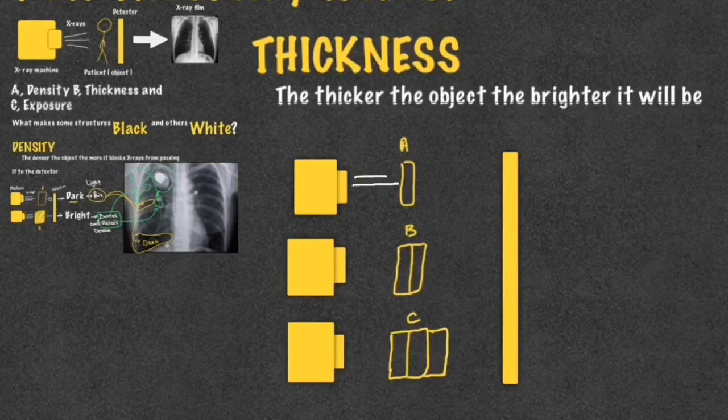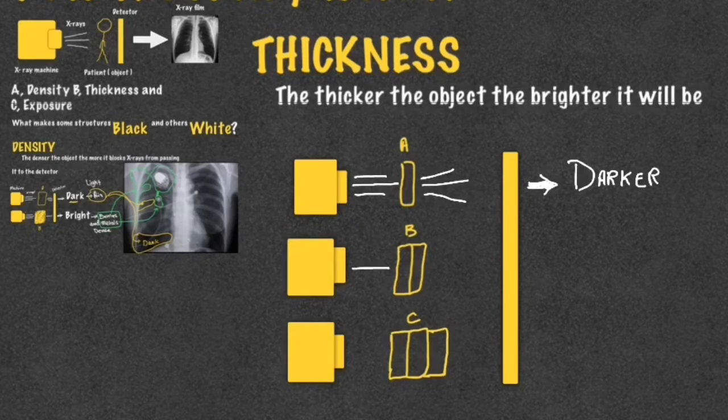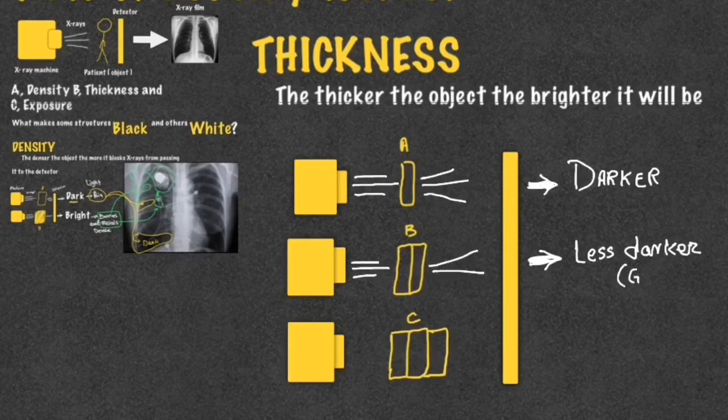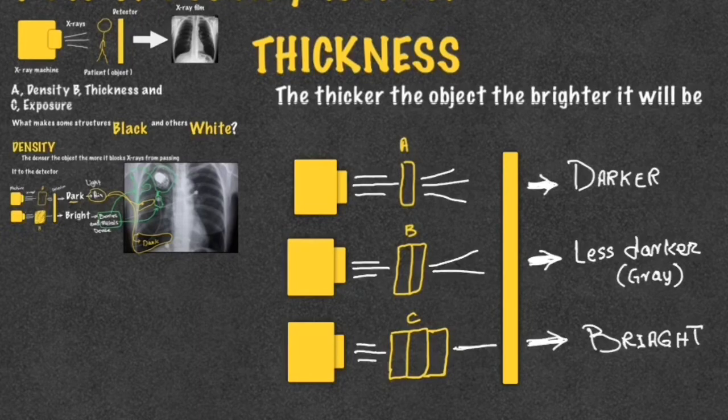So in case of A, more and more X-rays will pass. Let's say all the X-rays pass, and it will produce an image which will be very dark. In case of B, the X-rays will pass through the object and some X-rays will be blocked, so the image will not be so dark, it will be less dark or gray. In case of C, more and more X-rays are blocked and the image will be bright.